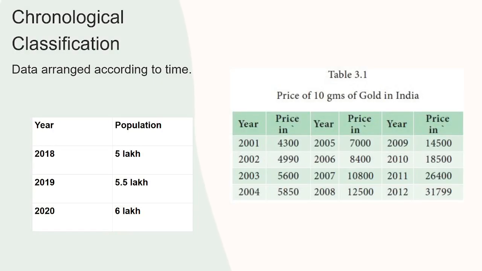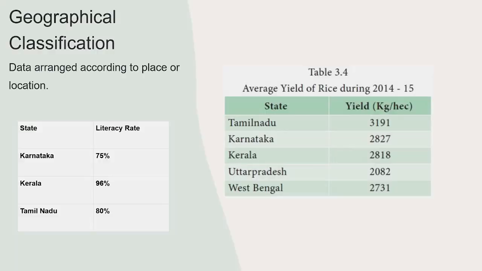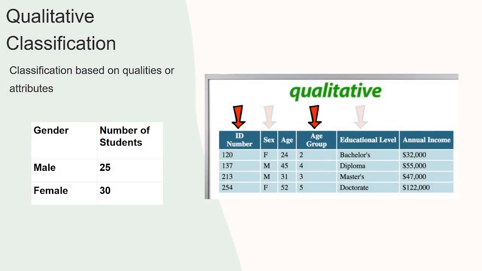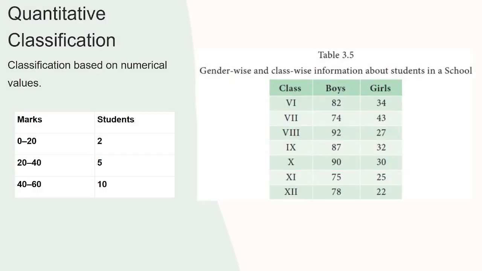Chronological classification. Data arranged according to time is called chronological classification. Geographical classification. Data arranged according to place or location. Qualitative classification. Classification based on quality or attributes. Quantitative classification. Classification based on numerical value.